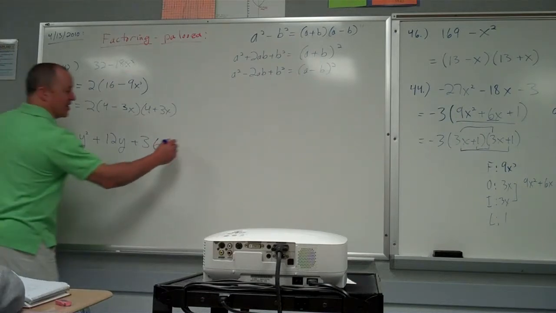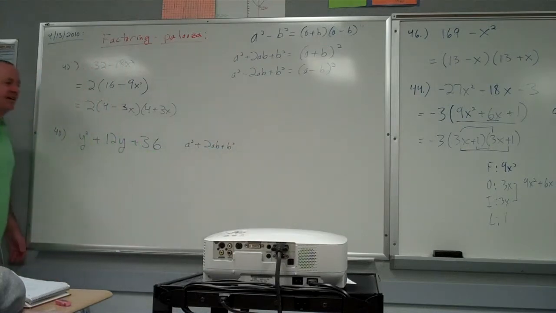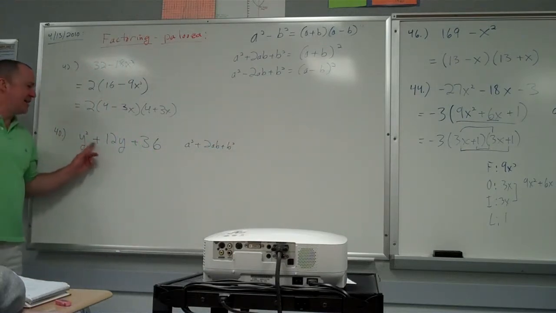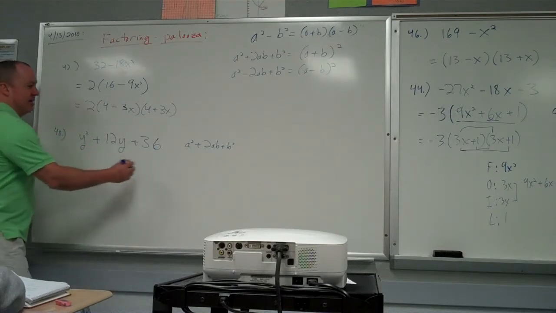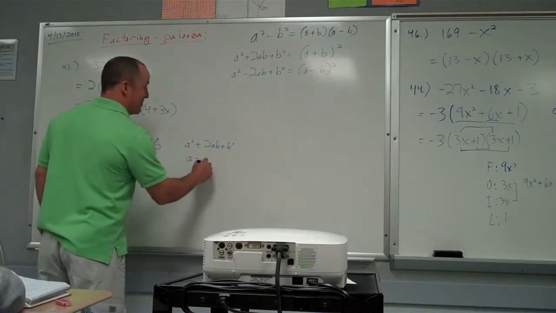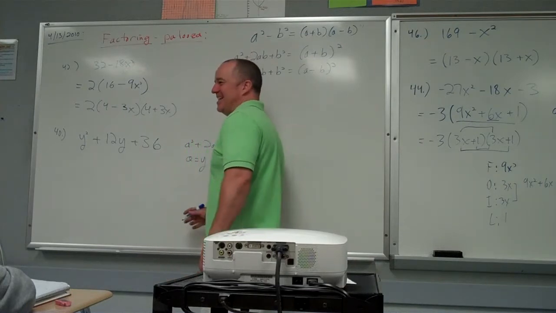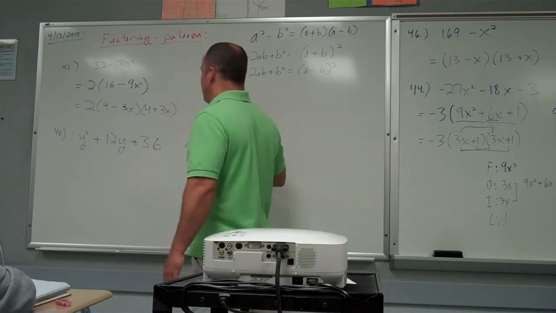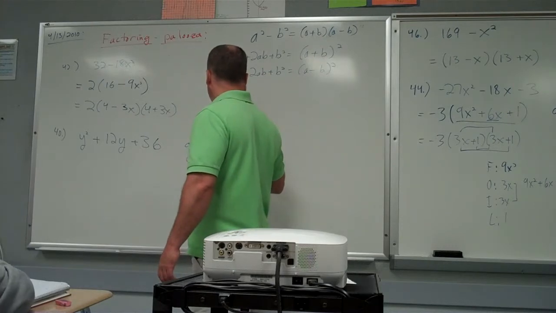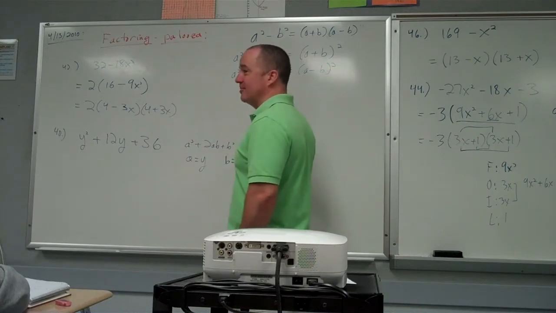If this lines up with a squared plus 2ab plus b squared, Jordan, I'm going to ask you a question that might be tricky. If y squared lines up with a squared, then what is a supposed to line up with? Stop guessing. If the 36 lines up with the b squared, then b must be equal to what? b squared works out to 36. What does b have to be?